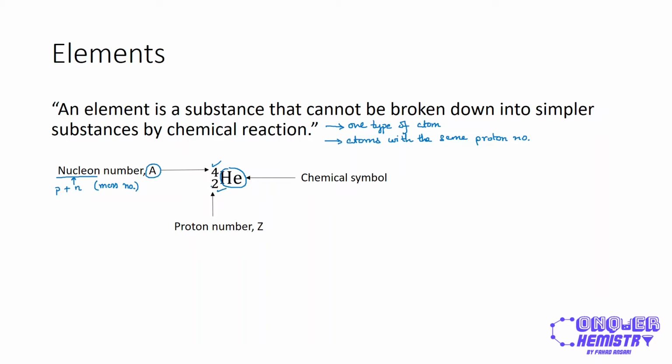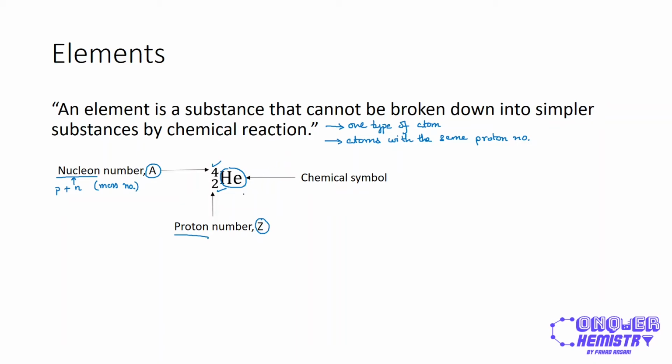Then in the subscript, we have the proton number, which is symbolized by Z. This basically tells us the type of atom or the element that atom belongs to, alongside the chemical symbol, of course, right? So any atom with 2 protons in it will be a helium atom. And for example, any atom that has 1 proton in it is not going to be a helium atom, it's going to be a hydrogen atom.